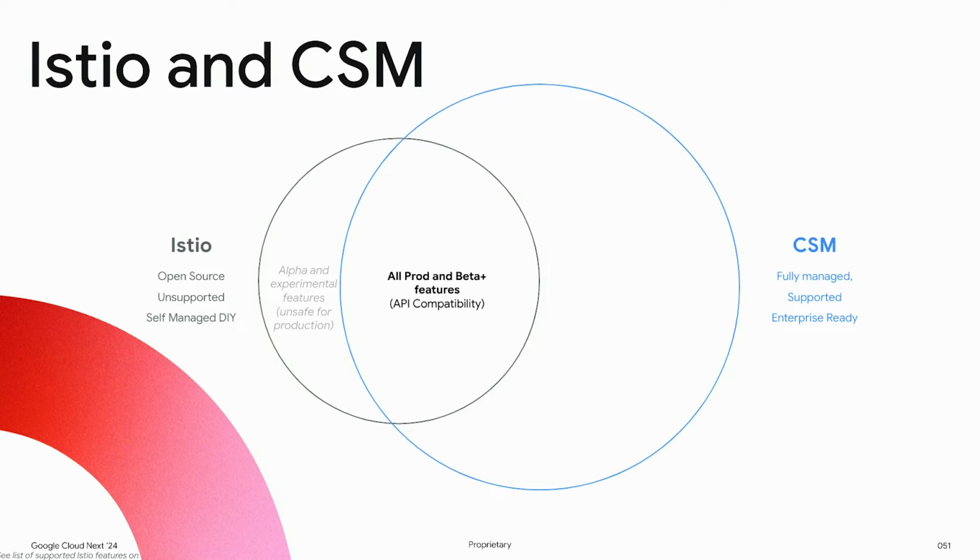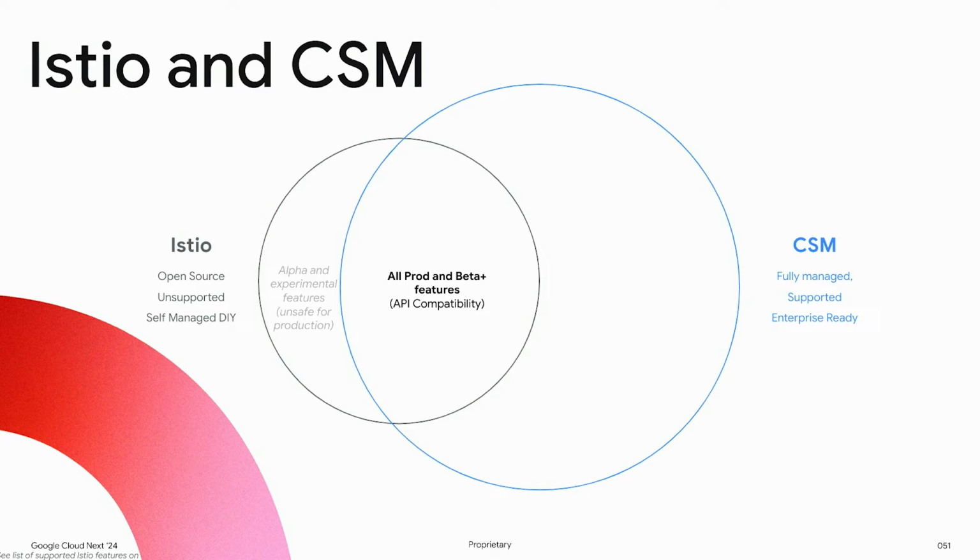And then you have CSM. On the opposite end, the idea is that it has to be fully managed, where you don't have to manage any of the components of the mesh itself. You are consumers of value. You don't need to worry about how to actually create the mesh. It is fully supported through Google, and it is enterprise ready, which means it's safe for you to use no matter what features there are.